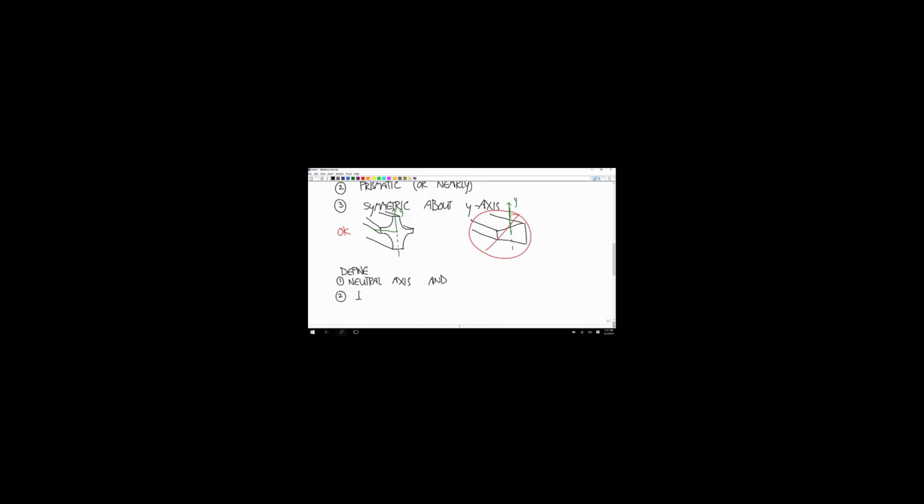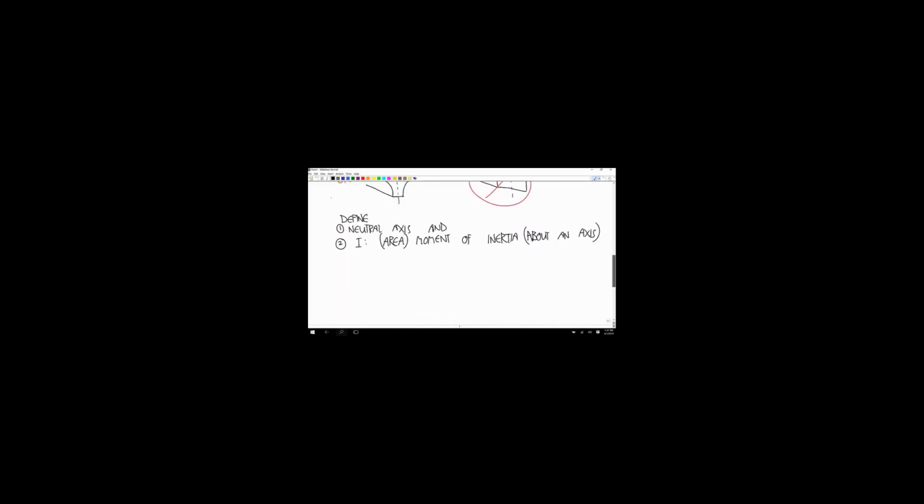And I, which is the area moment of inertia, about an axis. People just call it the moment of inertia. You do need to keep this in mind or you'll get confused about this versus the one that you use in dynamics, which has a lot of similarities, but it measures something different.